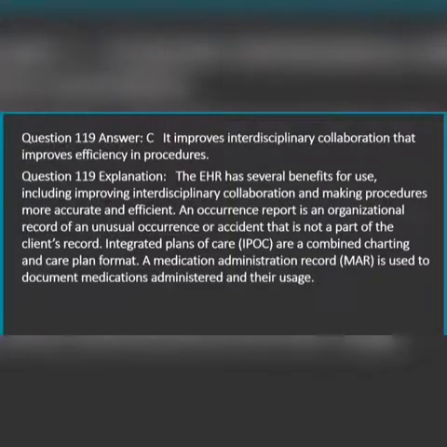Question 119 Explanation: The EHR has several benefits for use, including improving interdisciplinary collaboration and making procedures more accurate and efficient. An occurrence report is an organizational record of an unusual occurrence or accident that is not a part of the client's record. Integrated plans of care, IPOC, are a combined charting and care plan format. A medication administration record, MAR, is used to document medications administered and their usage.